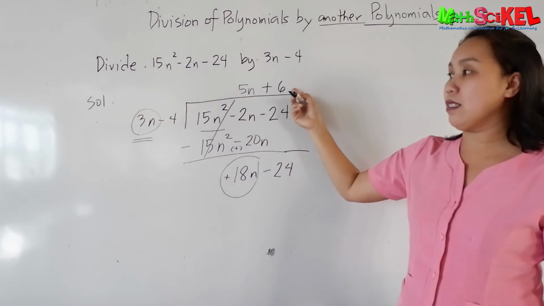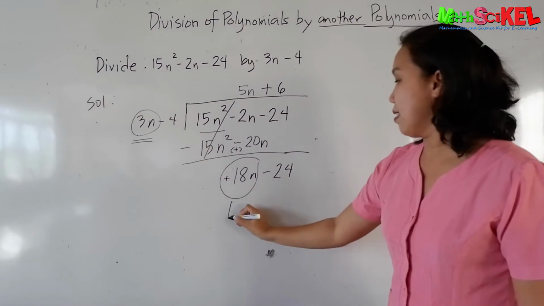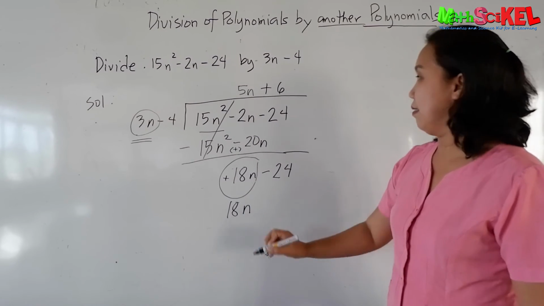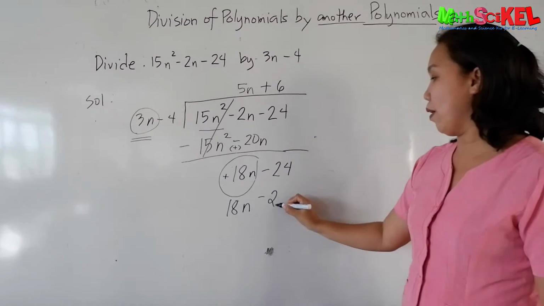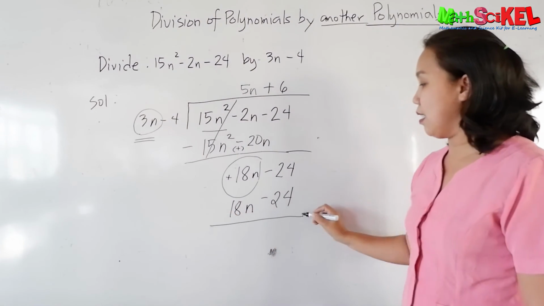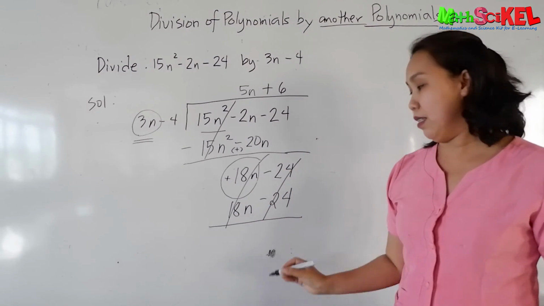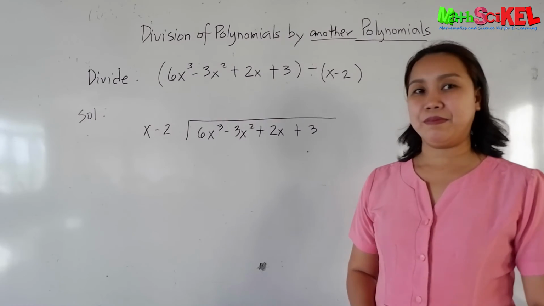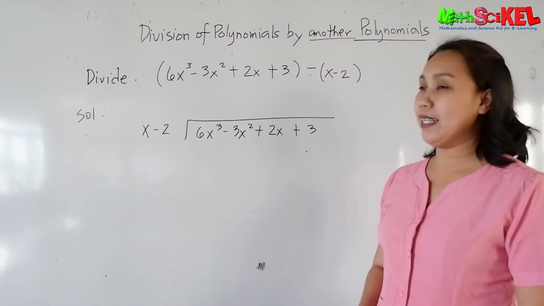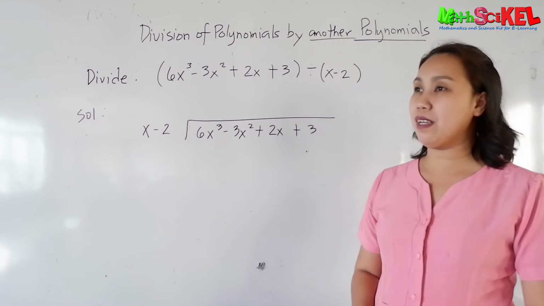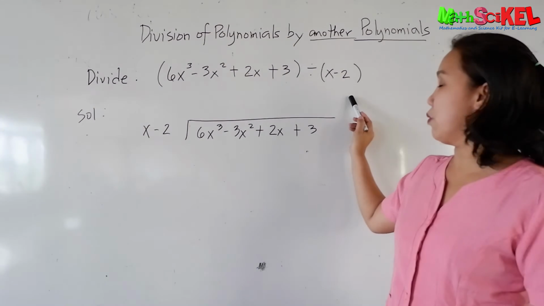Then proceed to the process of multiplication. 6 times 3n is 18n. 6 times negative 4 is negative 24. As you can see, they are the same now, so we don't have any remainder. Let's take another example. Divide 6x cubed minus 3x squared plus 2x plus 3 by x minus 2.